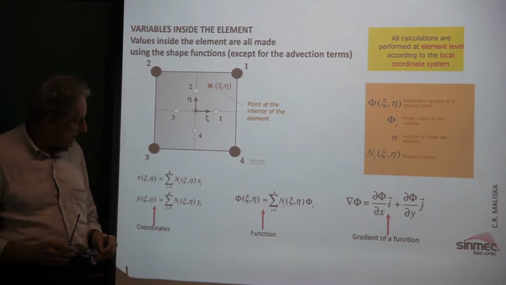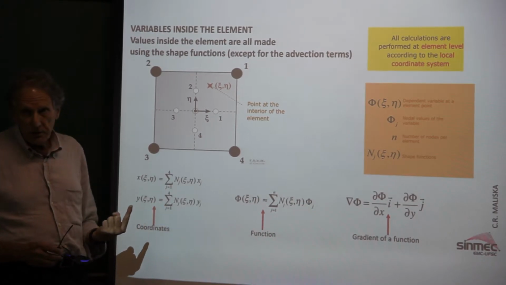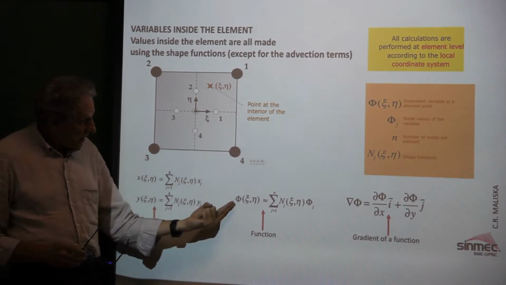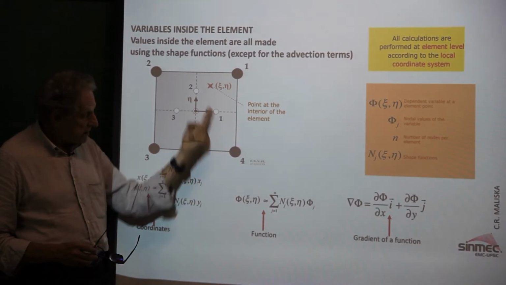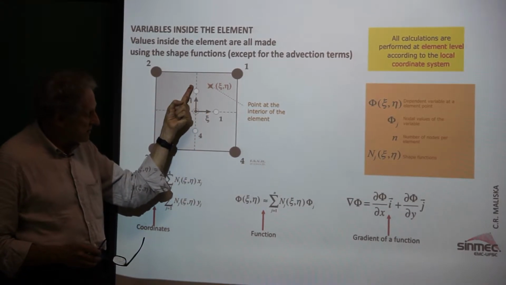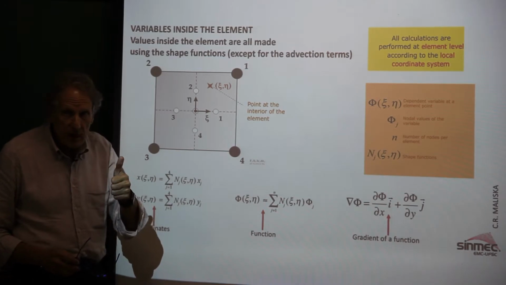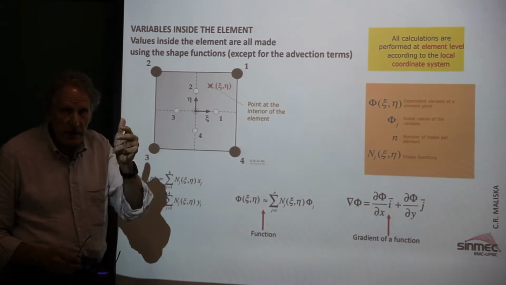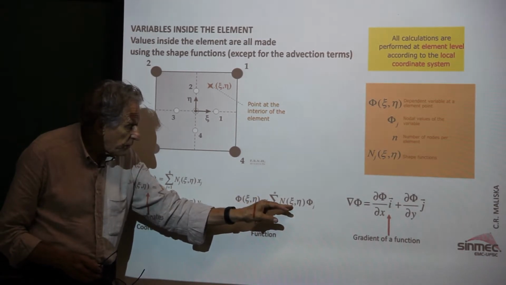X and y, we already explained how it is. The value of phi here, by the way, is just to know what kind of xi is this one, what kind of eta is this one, and to calculate eta 1, eta 2, eta 3, and N1, N2, N3, N4 for this point.